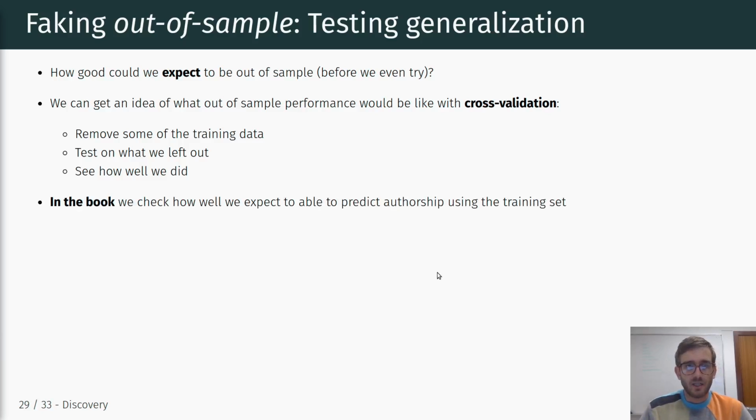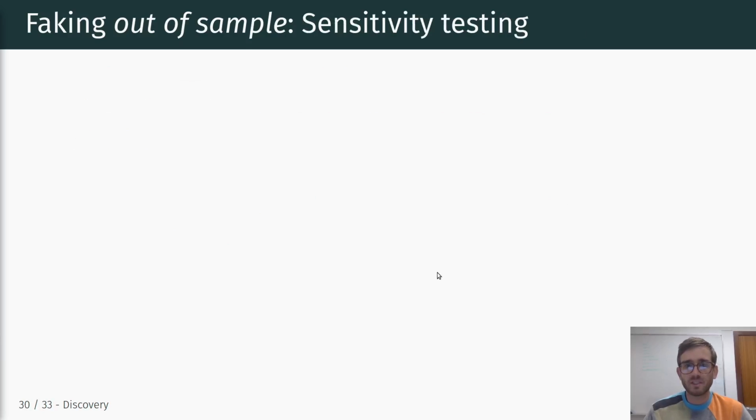So in the book, there's a little bit more discussion where they check how well we expect to be able to predict authorship using the training set, so make sure to check out those examples. There are a couple of other useful things with cross-validation that I'm just going to mention really briefly, and maybe we could talk about those more in the Q&A session, because I know we already have a lot of videos and a lot of content for you now.